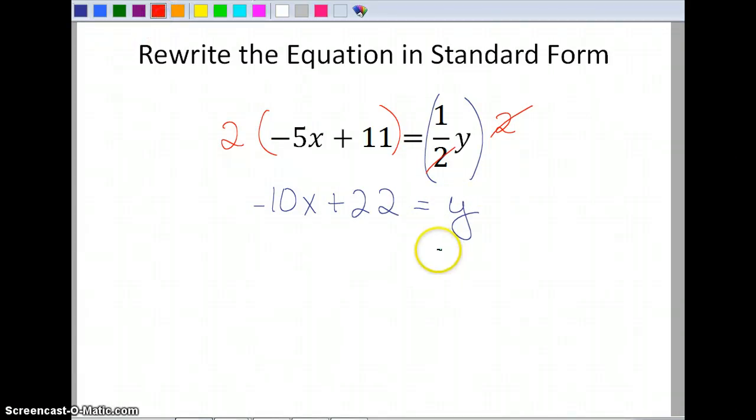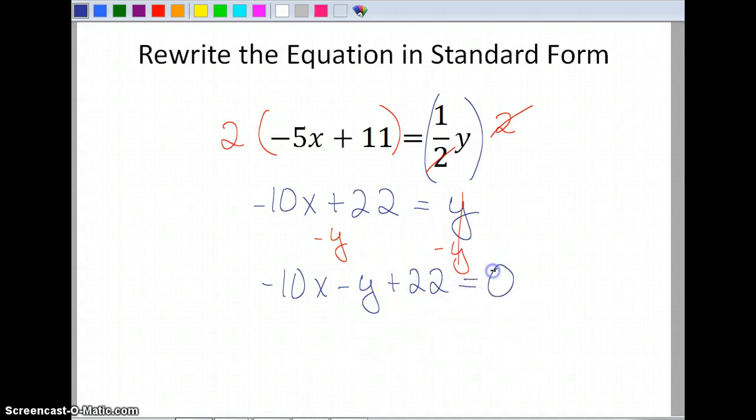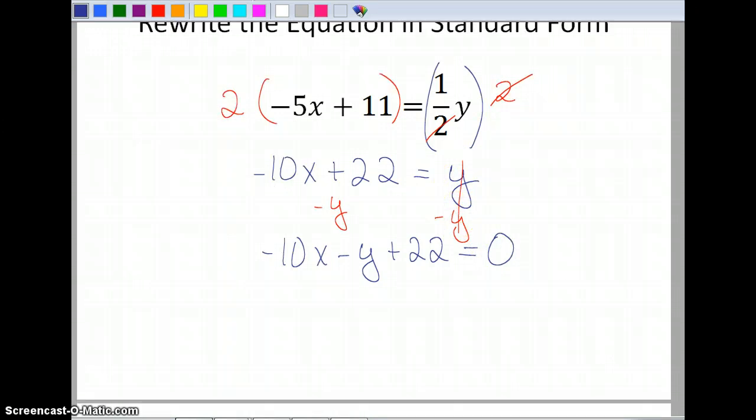So now I'm going to subtract y from both sides. So now I have -10x minus y plus 22 is equal to 0. You have to remember that y minus y leaves you with nothing. So now I need to subtract that 22 from both sides. So we have -10x minus y is equal to -22.